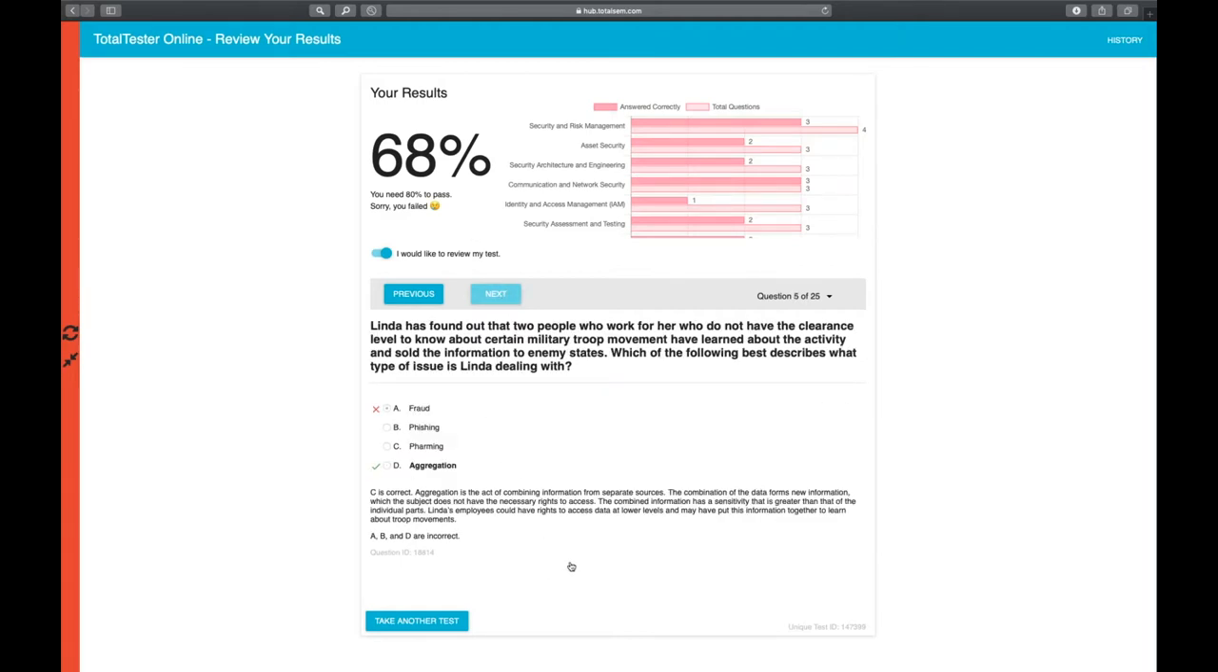Oh, you guys are right about this one. Aggregation is the act of combining information from separate sources. We knew that, right? But this question, to me, wasn't focusing on aggregating. It was focused on what you do once you aggregate, you then have to infer, and what you do with that is what this question was getting at, in my opinion. I think they made those assumptions. Yeah, I don't like this question.